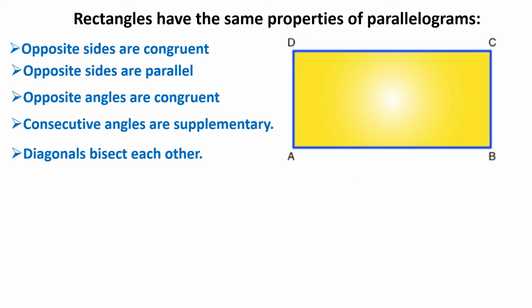Of course, rectangles have the same properties as parallelograms. The opposite sides are congruent, so draw some congruence marks here. Opposite sides are also parallel, so draw these parallel marks here. Opposite angles are congruent.